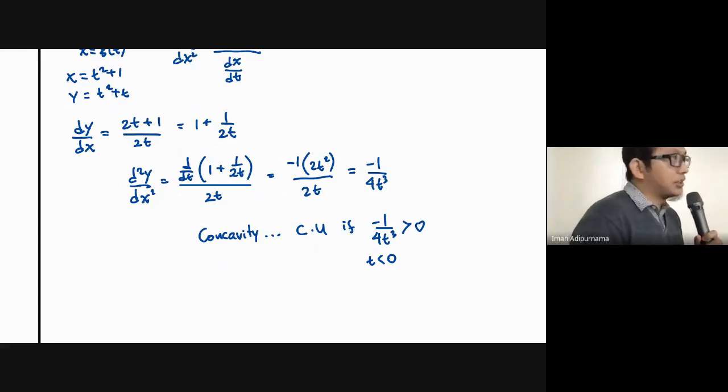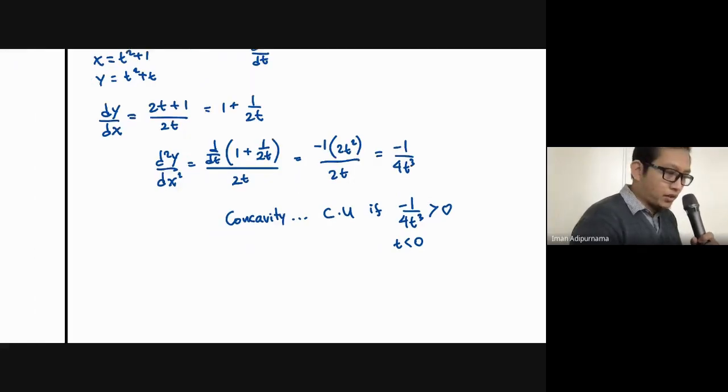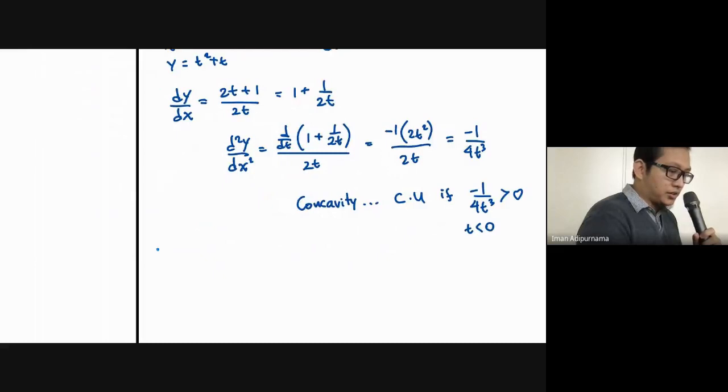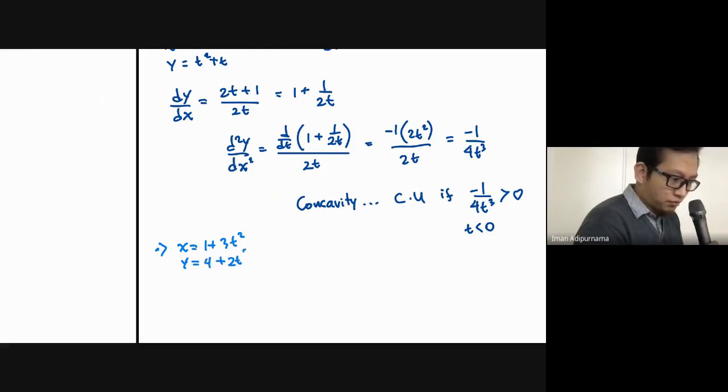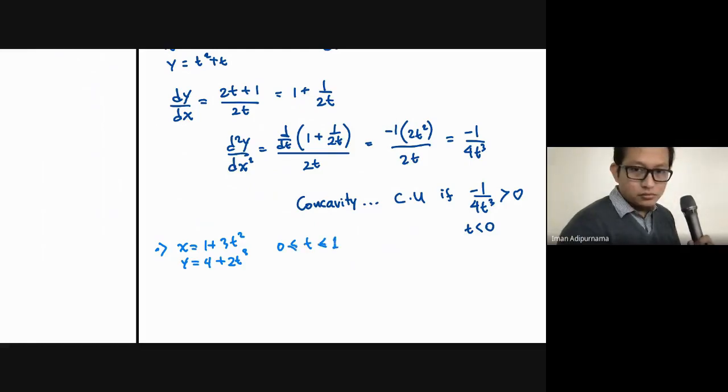Now the second question is the arc length, or the length of the curve. So the second question, let me write the equations. X is 1 plus 3t squared. Y is 4 plus 2t cubed. And t is from 0 to 1.